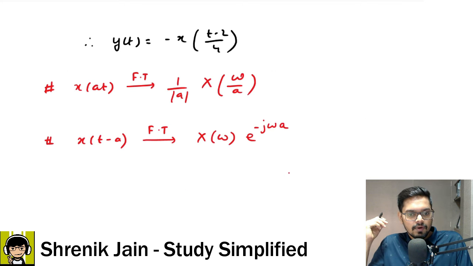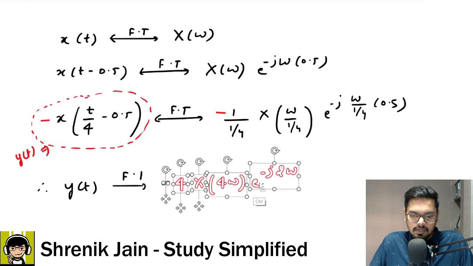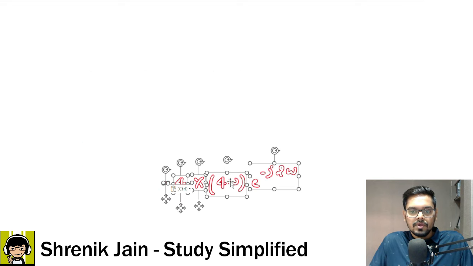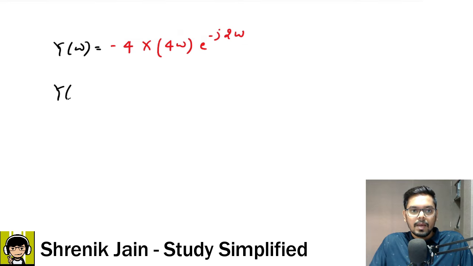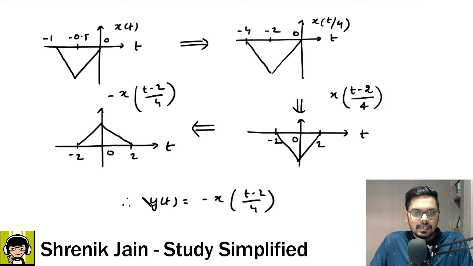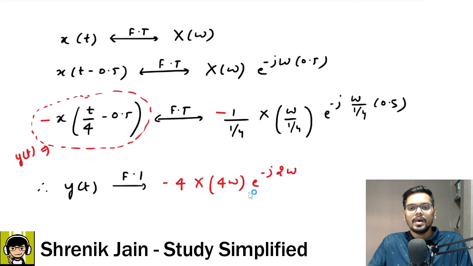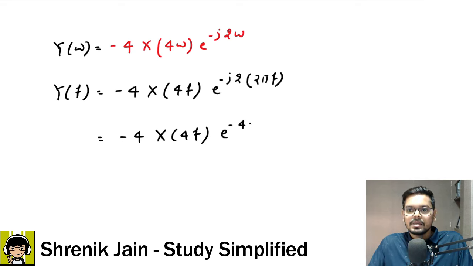But sir ji, this is not there in our options, therefore is it marks to all? No, they need it in terms of f, so I will give you the answer in terms of f, do not worry at all. So what we'll do now is, we'll say that this is our capital Y of omega. If you need capital Y of f, then it is equal to minus 4 capital X of 4 f, omega is changed to f, and here e to the power minus j 2 times omega, which is 2 pi f. They need the answer in pi, right? In the exponential, they need the answer in terms of pi. See carefully, omega is 2 pi f. If that is the case, then the answer comes out to be minus 4 capital X of 4 f e to the power minus 4 j pi f. This is what we have gotten.